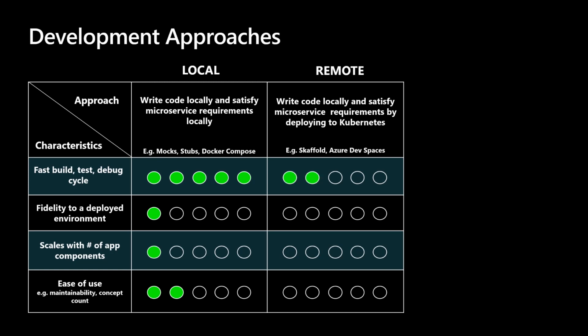Compared to the local approach, the remote approach is lacking speed and flexibility within the build, test, and debug cycle. This approach often requires specialized tooling and introduces the extra step of deploying code, which can significantly slow down the development loop. However, it exceeds the local approach in both fidelity to a deployed environment and how it handles application scaling. Code changes are tested in a similar environment to where your application will eventually run in Kubernetes.